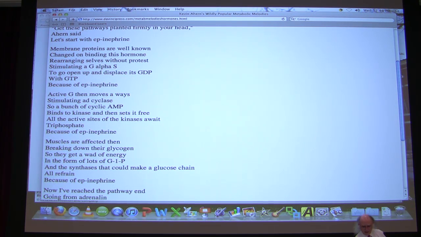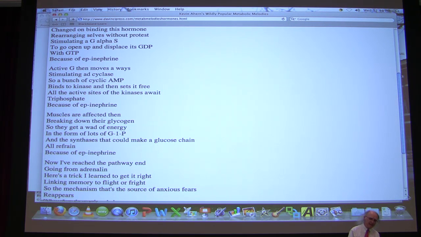Active G then moves away, stimulating acyclase. So a bunch of cyclic AMP binds to kinase and then sets it free. All the active sites of the kinases await triphosphate because of epinephrine. Muscles are affected then, breaking down their glycogen. So they get a wad of energy in the form of lots of G1P. And the synthases that could make a glucose chain all refrain because of epinephrine.